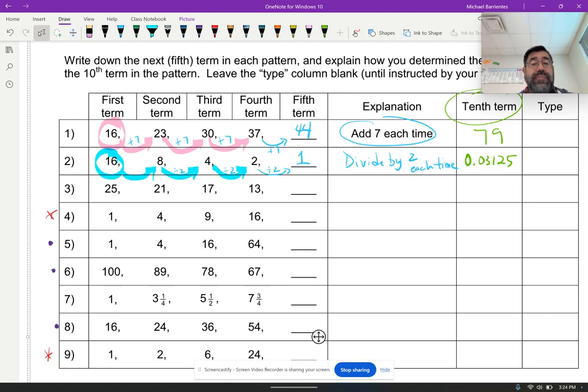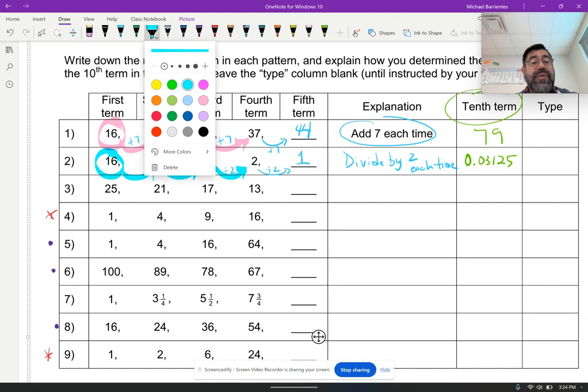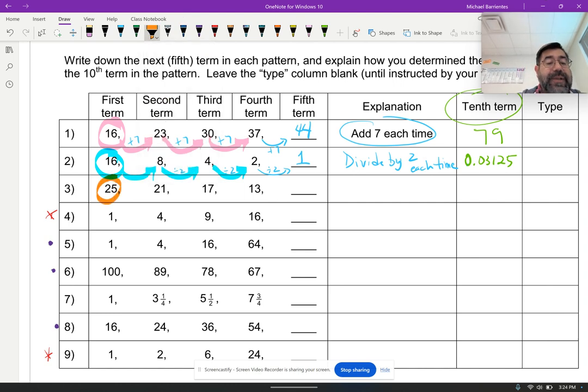What about number 3? Since it's there, we might as well do it. Number 3. How do I get from 25 to 21? From 21 to 17? From 17 to 13? What's happening? The numbers are getting smaller. That means we're either dividing or we're subtracting. Is there a number that I'm subtracting every time? Is there a number that I'm dividing by every time? Is there a pattern? What do you see? I believe we're subtracting 4 each time.